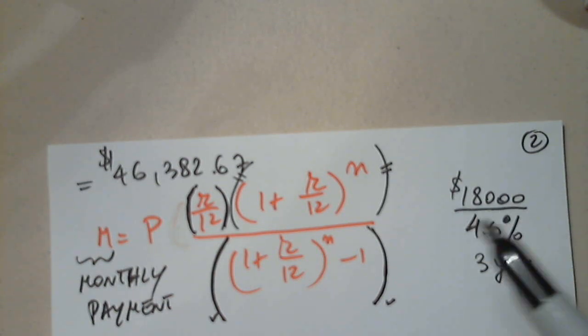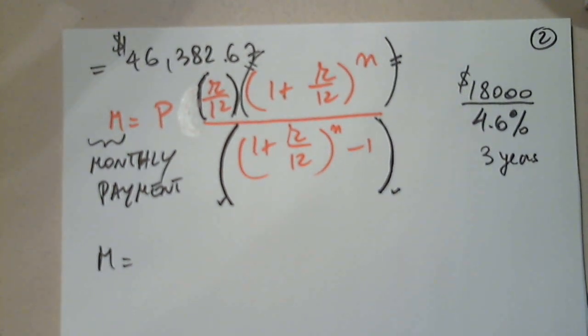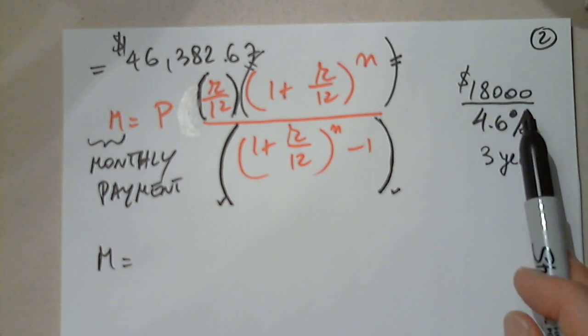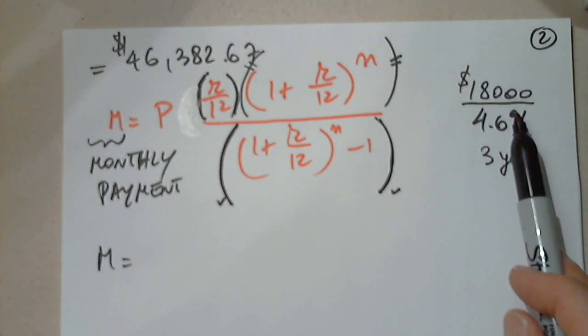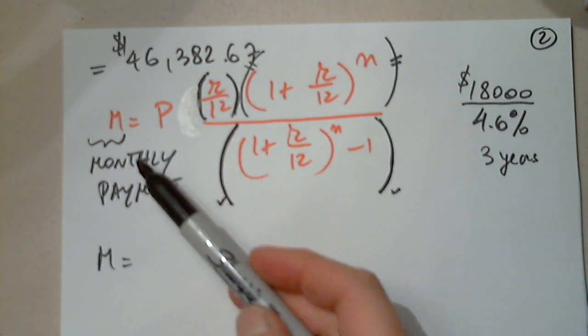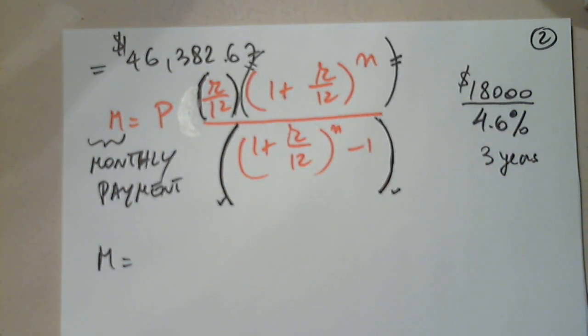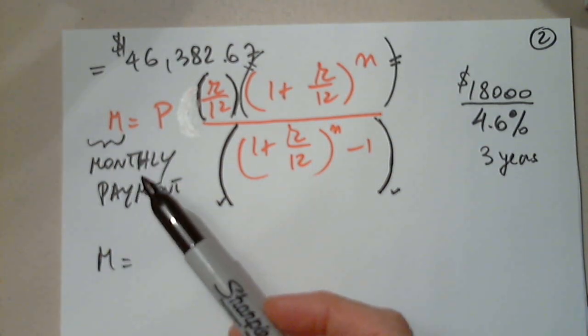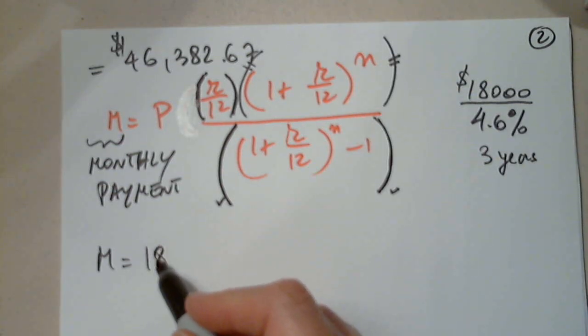So where does this fit in the formula? Anyone? Please try. Where do I put 18,000 in the formula? Do you replace it with M? No, that's the M. That's what we have to determine. Would it be with P? Of course, that's the principal. Yes, that's what we borrow.